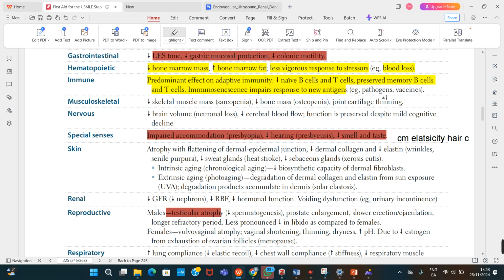I don't get it. These naive B cells are the ones that will form the memory B cells, the original ones.